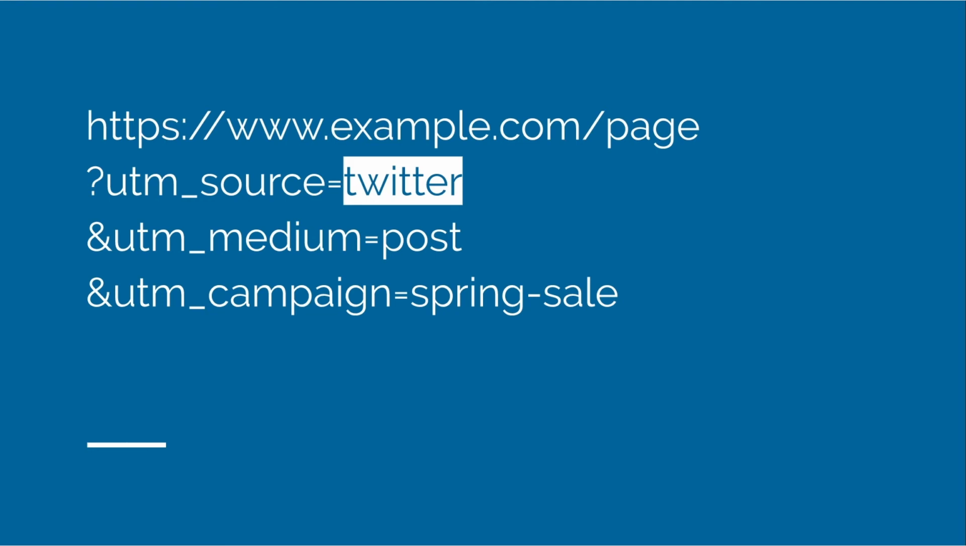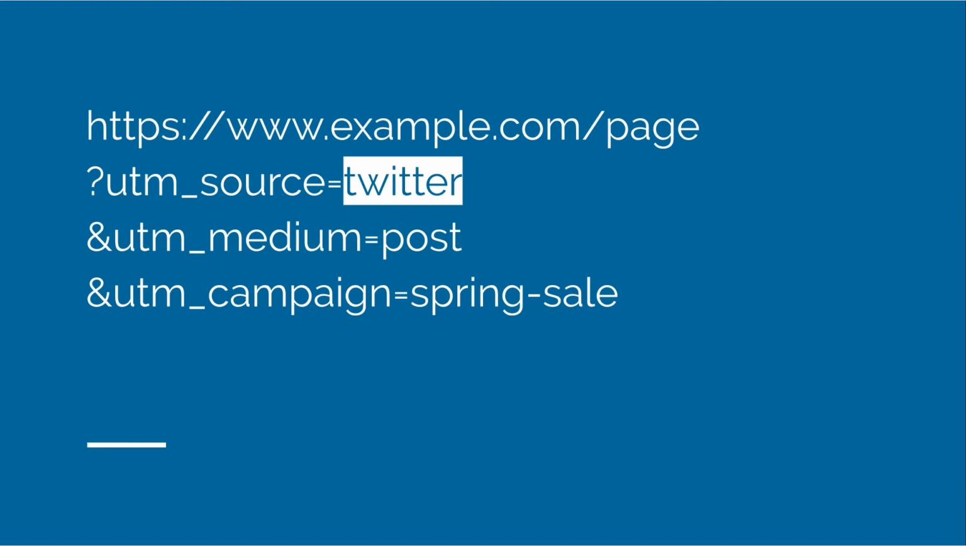The medium is still a post. You could change that to a tweet if you wanted to. And then the campaign is also still set to Spring-Sell. Now, this looks good. It looks pretty complicated when you're just looking at it on the screen. So let's use the campaign URL builder.